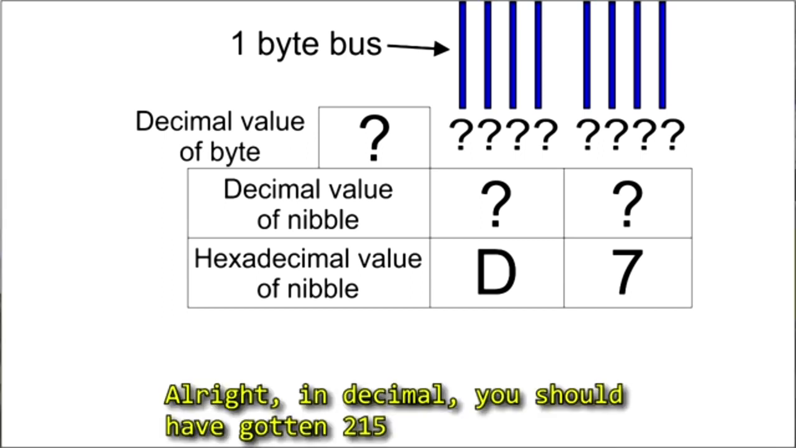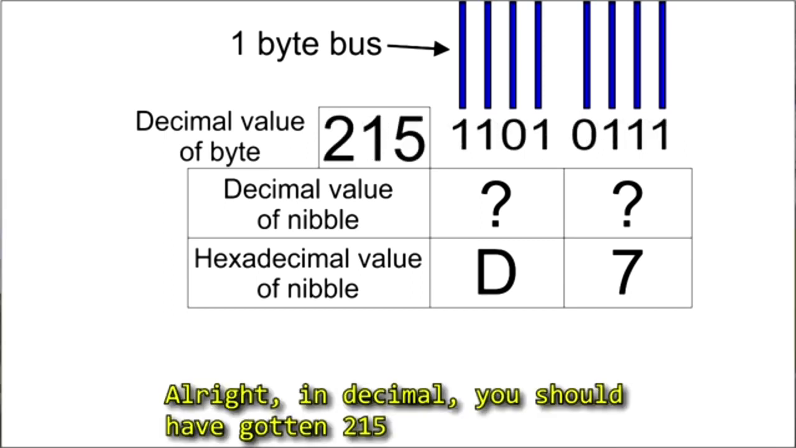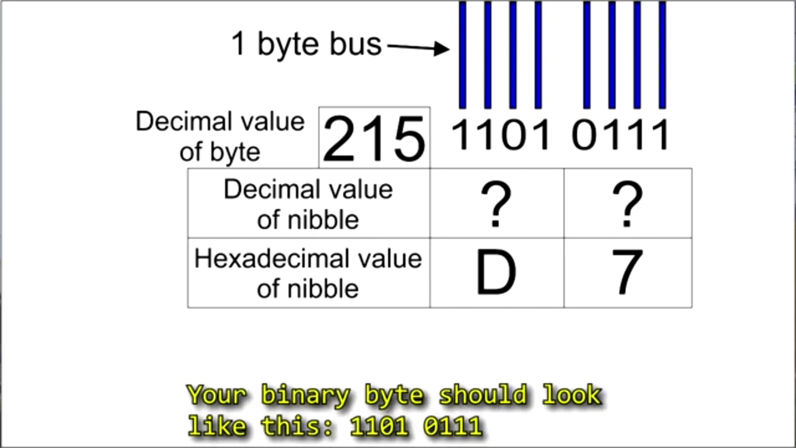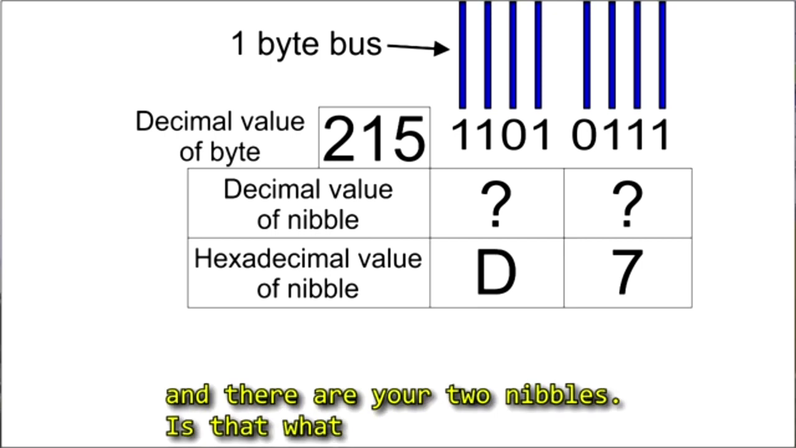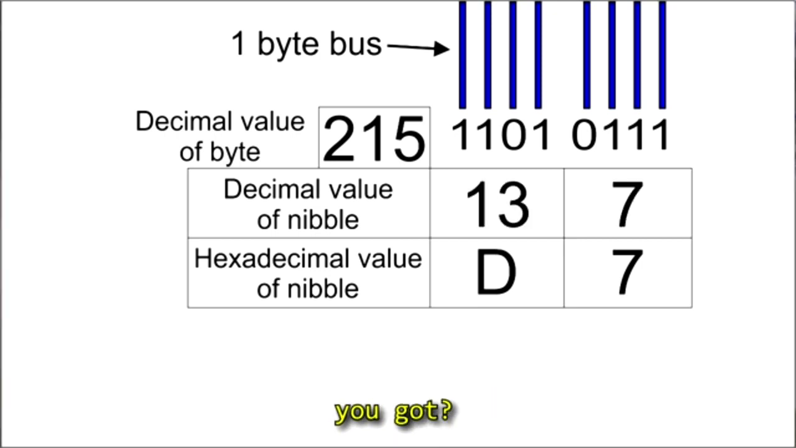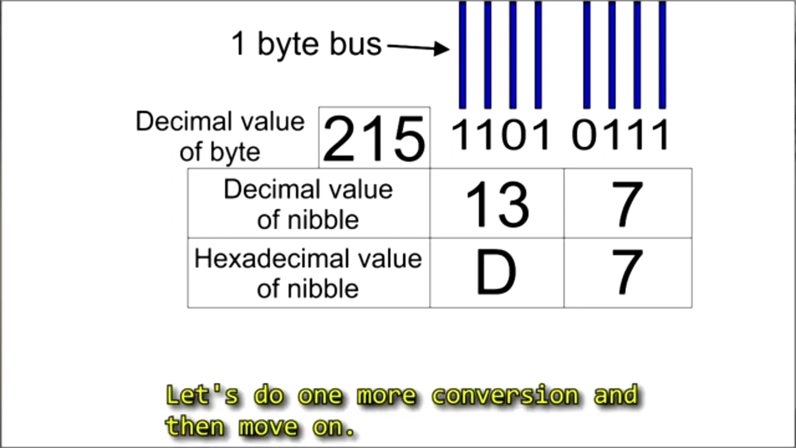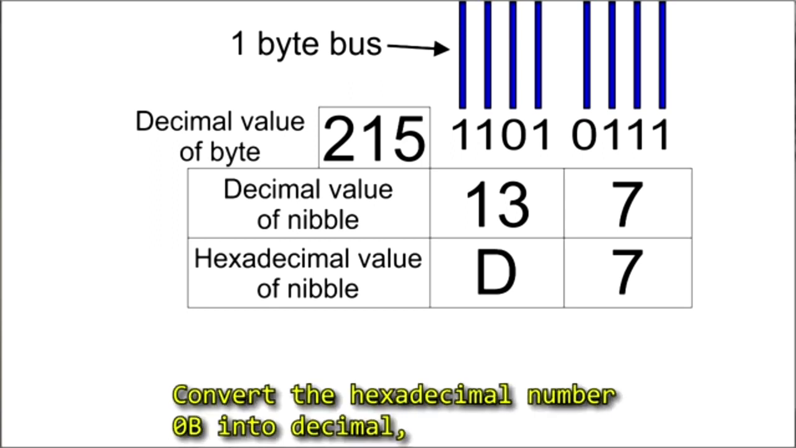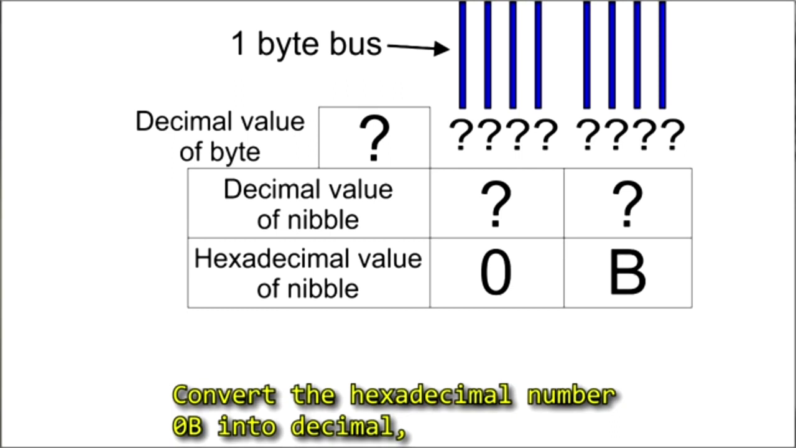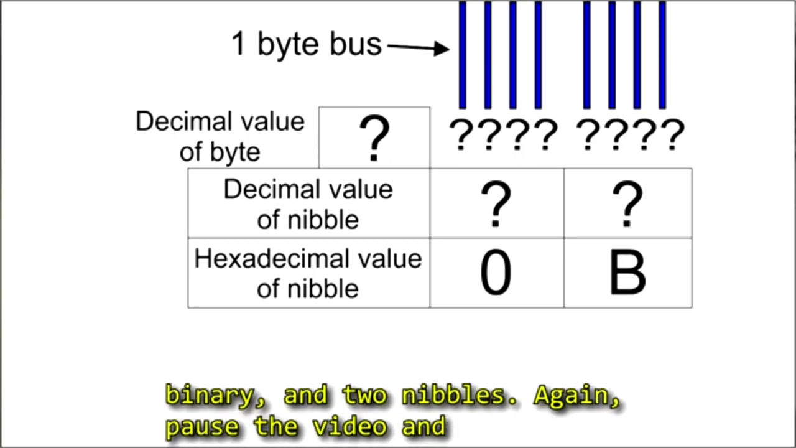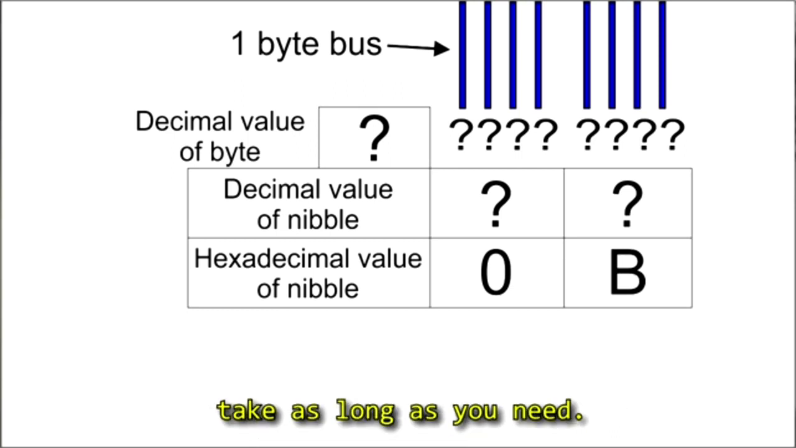All right, in decimal you should have gotten 215. Your binary byte should look like this, 11010111. And there are your 2 nibbles. Is that what you got? Let's do one more conversion and then move on. Convert the hexadecimal number 0B into decimal, binary, and 2 nibbles. Again, pause the video and take as long as you need.